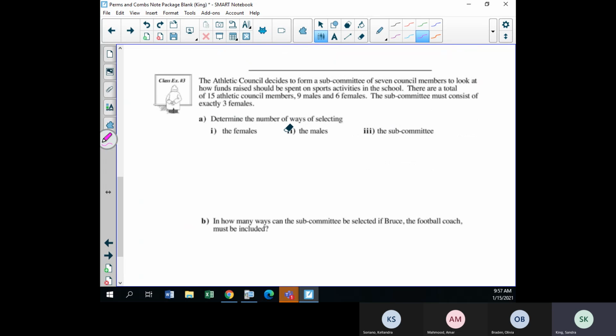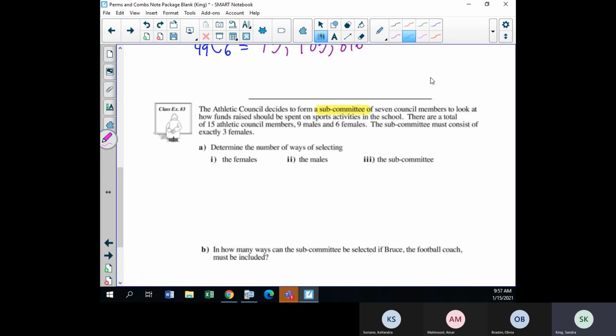Okay, let's do class example number 3. The athletic council decides to form a subcommittee. A couple of things I want you to box in or highlight: subcommittee. Whenever you see the word committee, committee starts with C, and combination starts with C. So forming a subcommittee is going to be a combination problem.